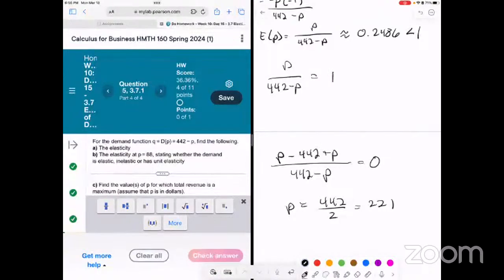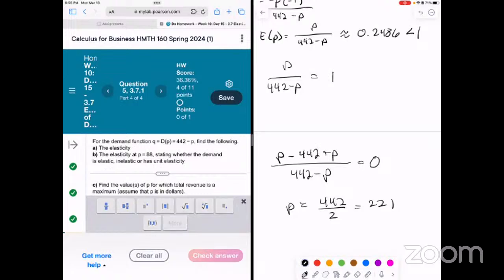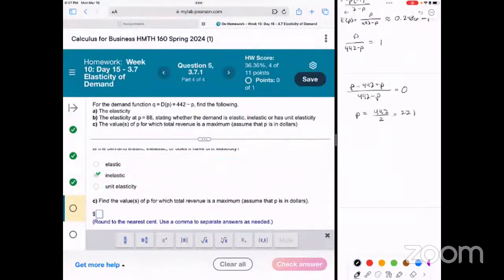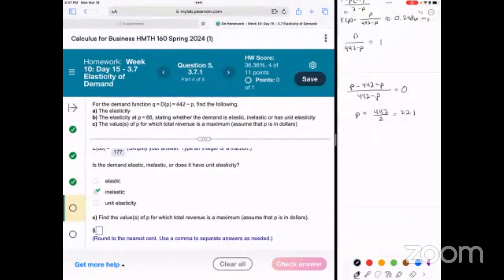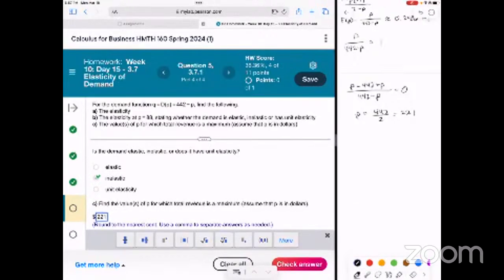Sorry, my device is like... How do they used to get out of that? Okay, that'll work. I think we got 221.